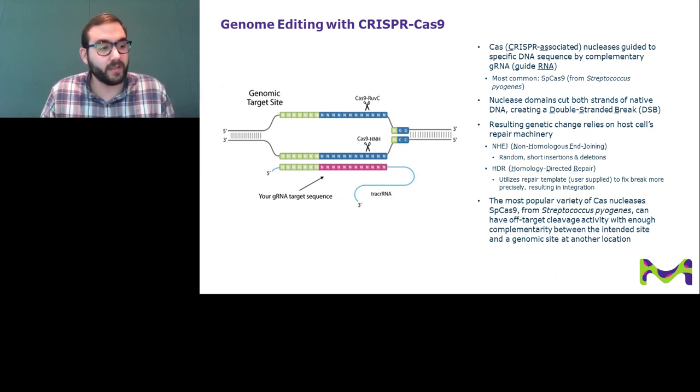Cas9, this specifically, is currently the most popular variety of the Cas nucleases, SpCas9, from Streptococcus pyogenes. But it can have off-target cleavage activity with enough complementarity between the intended site and a genomic site at another location. In order to deal with this off-targeting issue, there are several different routes that researchers have taken to reduce these effects. One such route is using a paired Cas9 Nickase system.